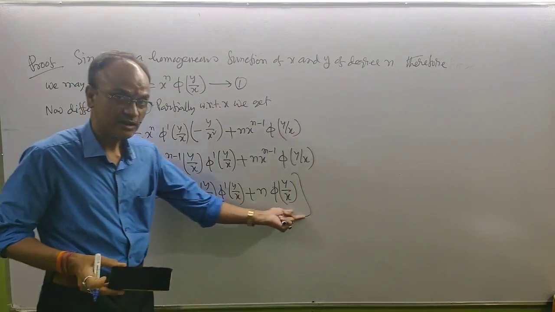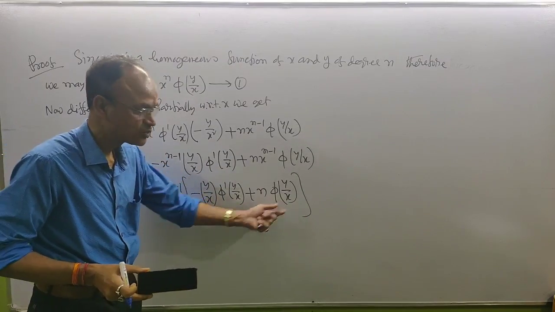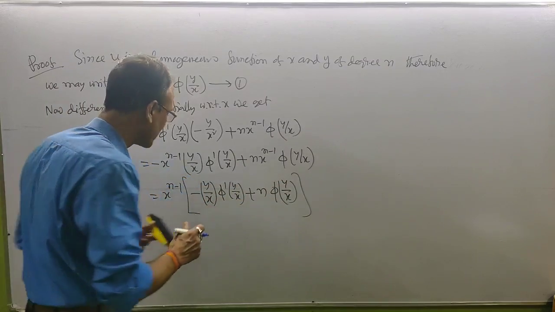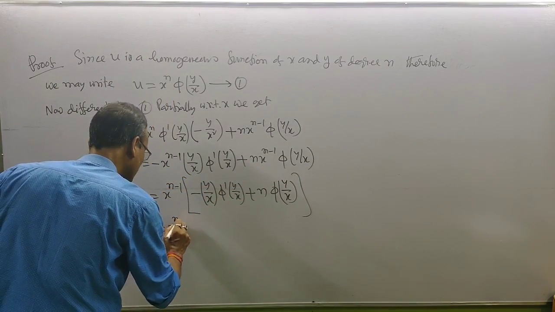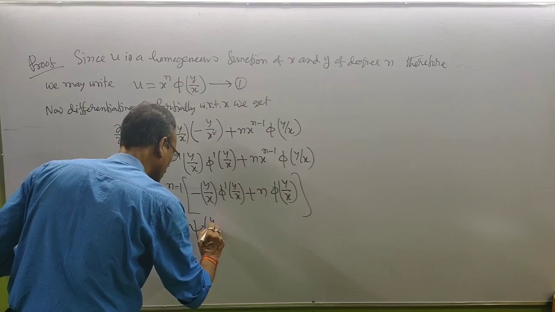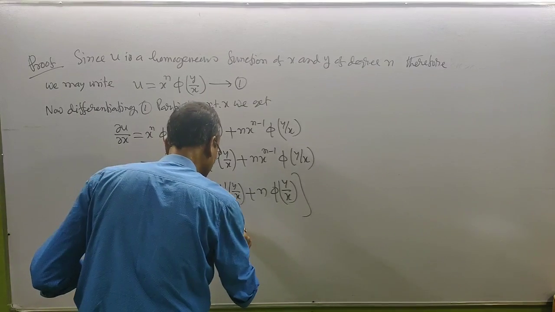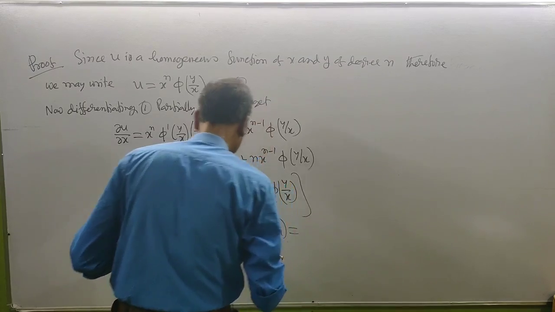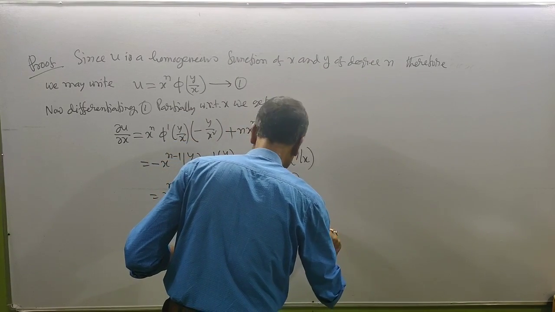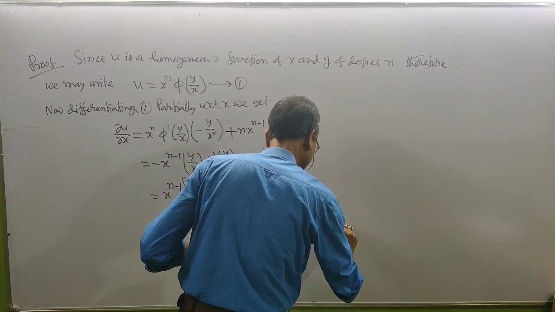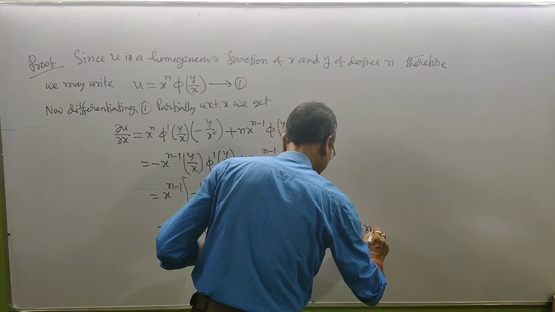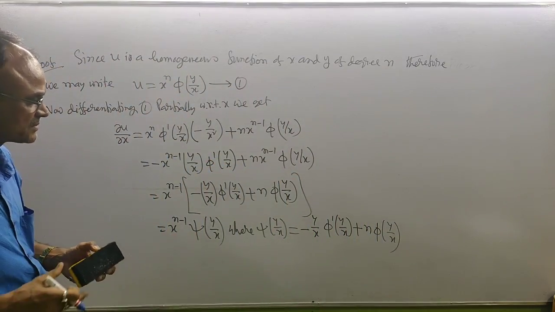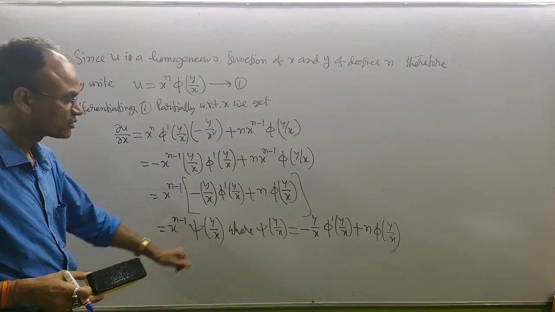You see here, the terms within the bracket are a function of y by x. It is another function of y by x. This is equal to x to the power n minus 1 times another function of y by x, where psi y by x equals minus y by x phi dash y by x plus n phi y by x. You may write x to the power n minus 1.